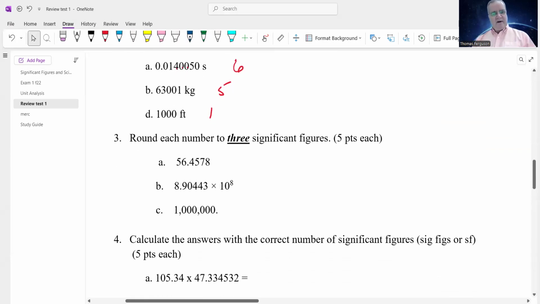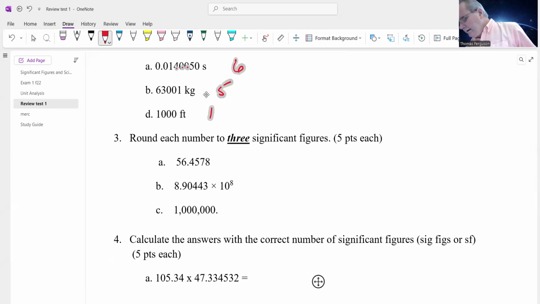Okay, we're going to round these to 3 sig figs. So you go to the 4th place. If it's 5 or more, it kicks the last number up by 1. So that means it's going to be 5, 6, 5. Okay, I'm going to go to the 4th place again. 0 to 4, we drop it.